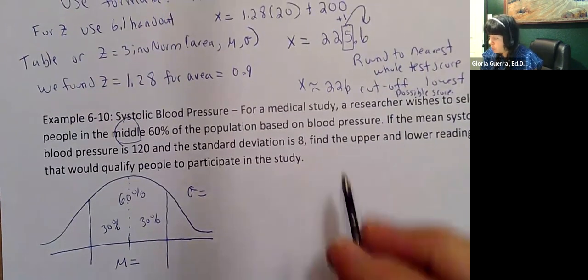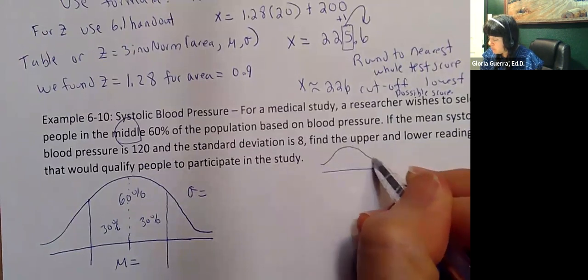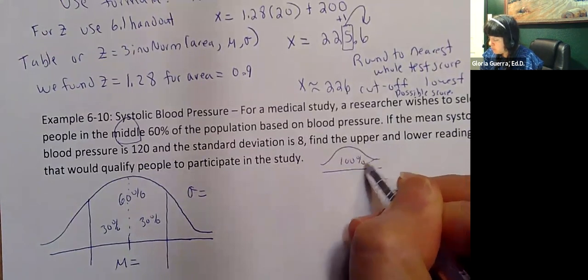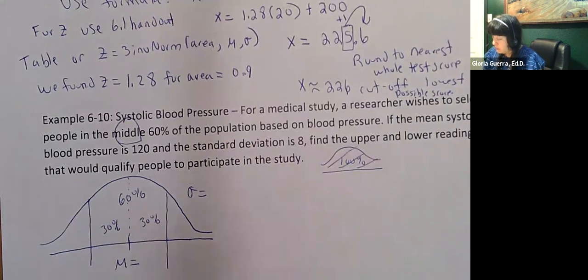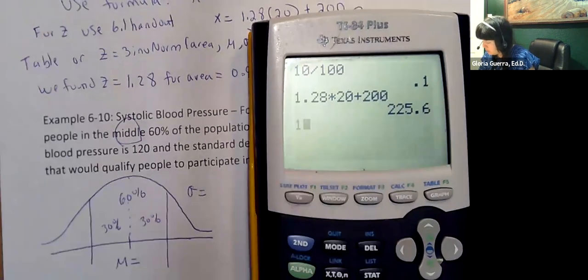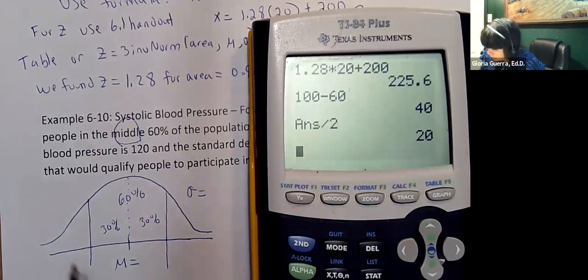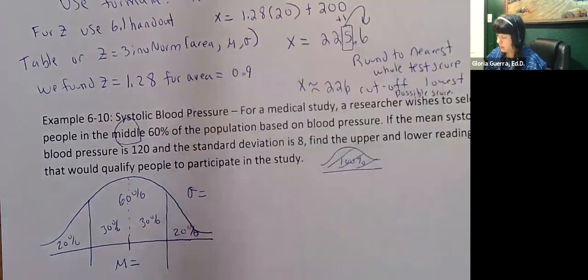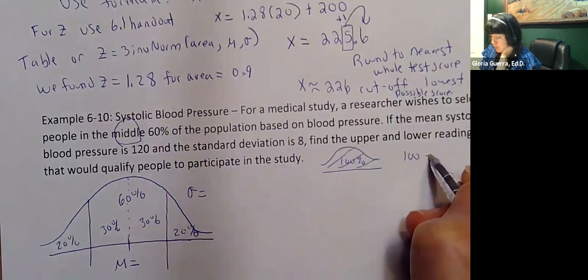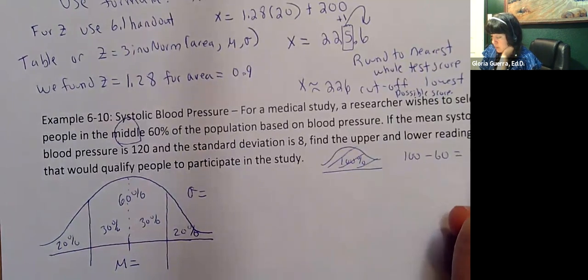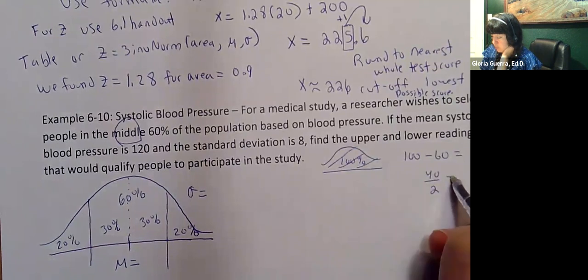And the whole curve is 100%. So you already have 100%. Take away 60% leaves you with 40%, but there's symmetry, so you divide it by 2, and now you've got 20%. So you've got 20% on this side and 20% on this side, and that gives you a total of 100%. Okay. So I did 100 minus 60, which was 40, and then I did 40 divided by 2, which is 20. That's how I got that.